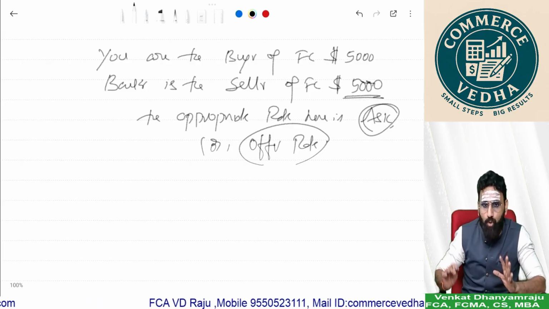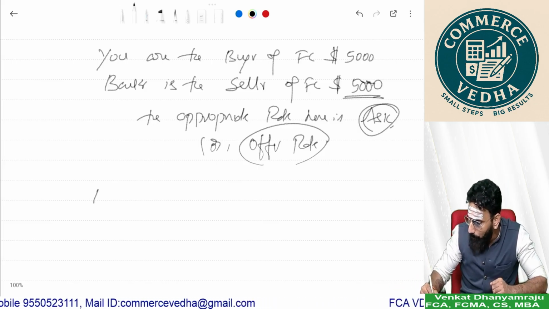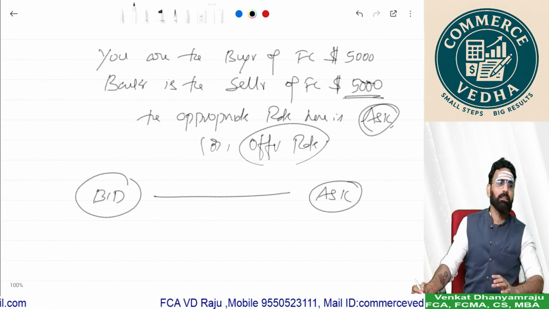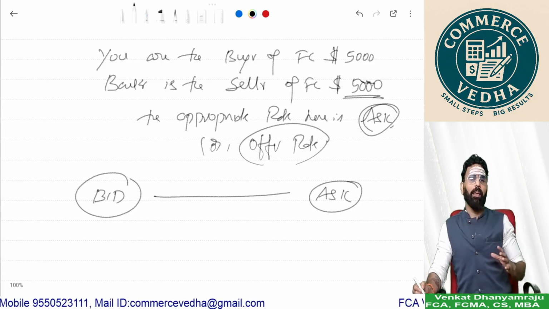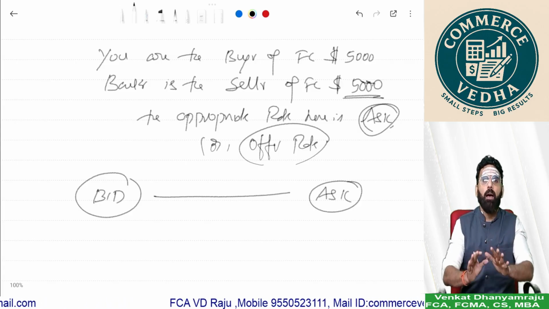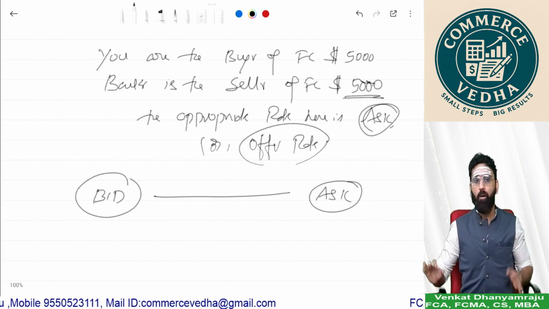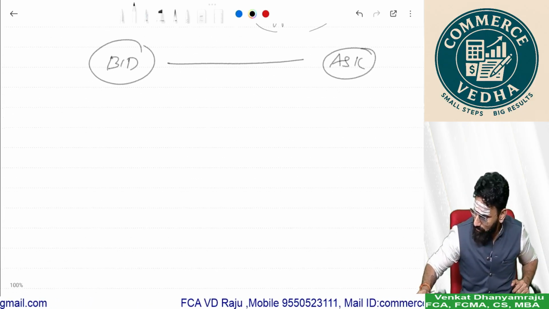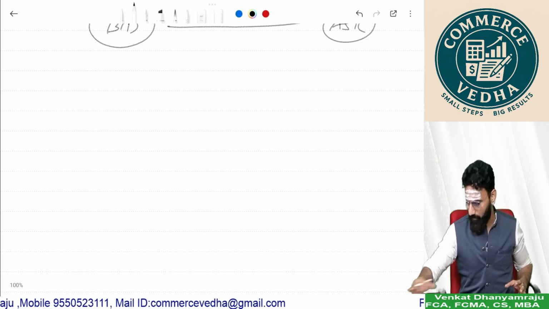This is called a two-way quote. In a two-way quote, you have bid and ask, and we discussed in total what is bid and what is ask. So bid is the rate at which the banker buys the foreign currency, and ask is the rate at which the banker sells the foreign currency. This is all about the two-way quote. Hope it is clear.